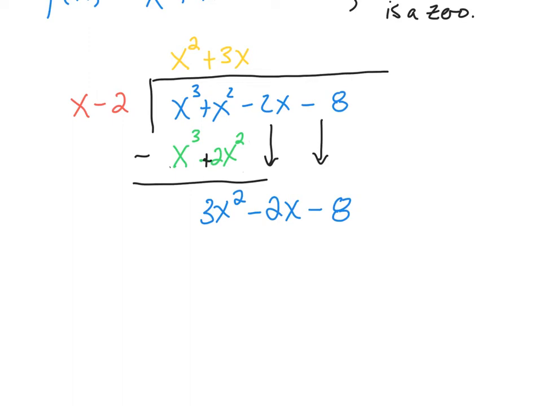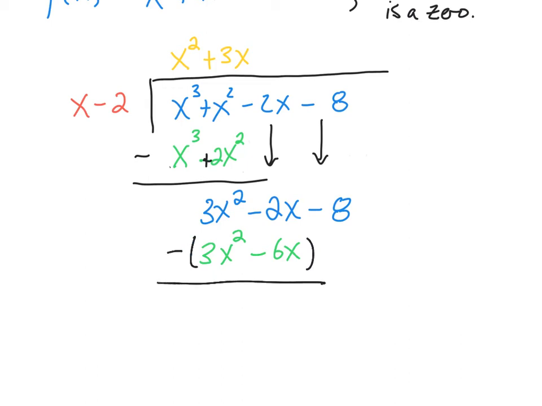So to get to 3x squared, I had to multiply x by 3x. So I come back around and say, step 2, I take this number and multiply it by this term over here. And where I'm going to write it is underneath my polynomial. So 3x times x is 3x squared. 3x times negative 2 is negative 6x. And then we go ahead and subtract all of this.